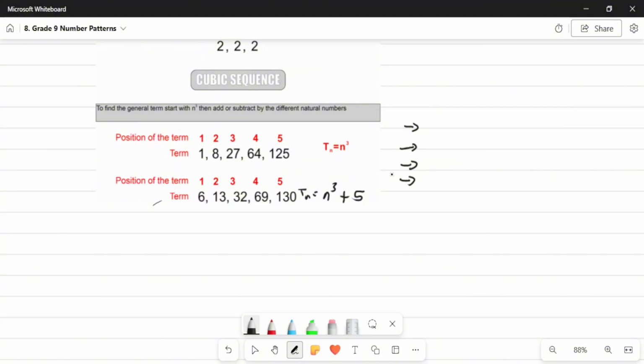So now you can find any term given the position of the term. If they give you the 6th one, if they want the 7th one, if they want the 100th term, you can find it. Understood? So that's what you're doing.